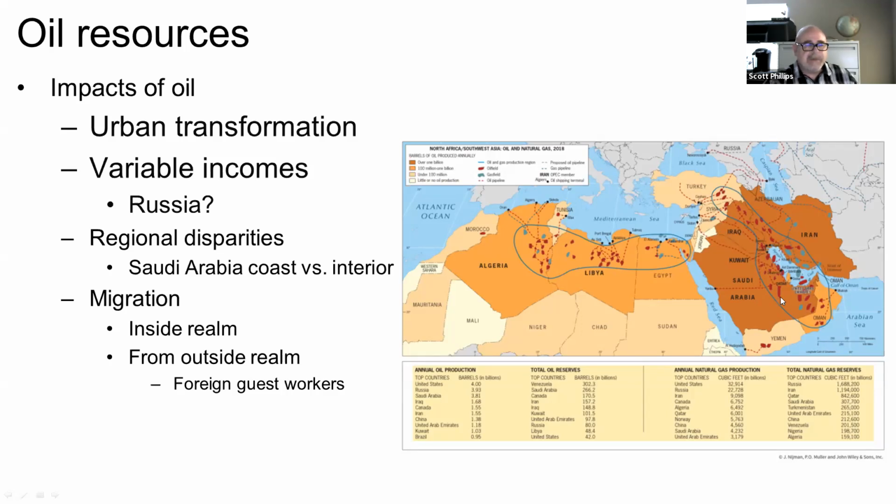There are also regional disparities. So in Saudi Arabia, there's a lot of difference between living on the coast and living in the interior. It also boosts a lot of migration, in that a lot of people move into these areas from Pakistan and other places, or even internally, to work in the oil fields. And so some of these smaller countries in the Persian Gulf have a lot of what they call foreign guest workers from places like Pakistan or other countries that come in to work in the oil fields because there's not enough people locally to do so.